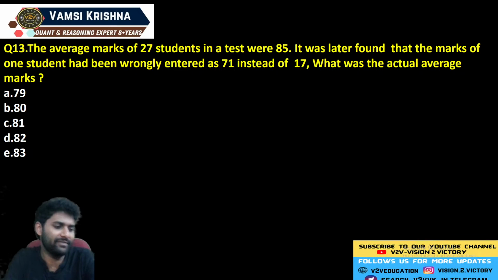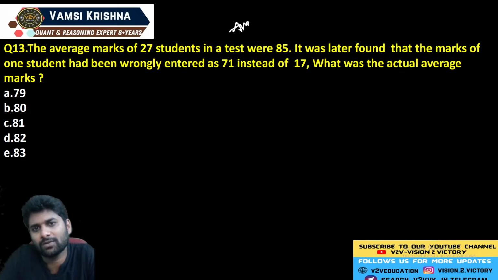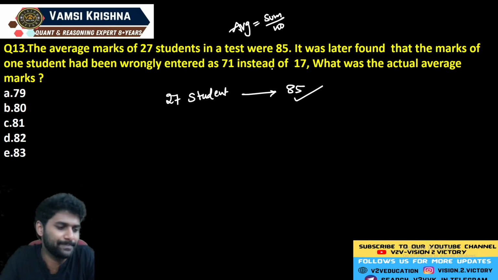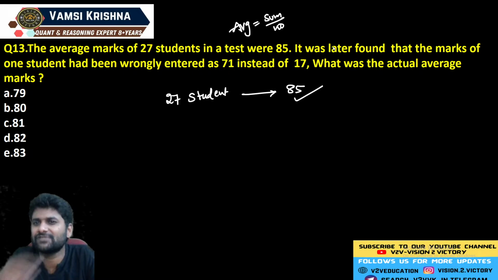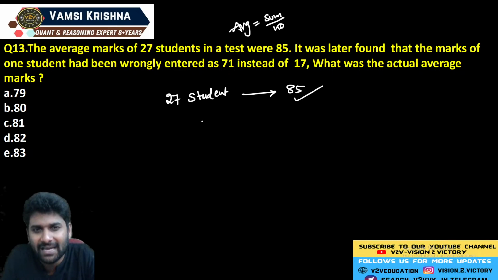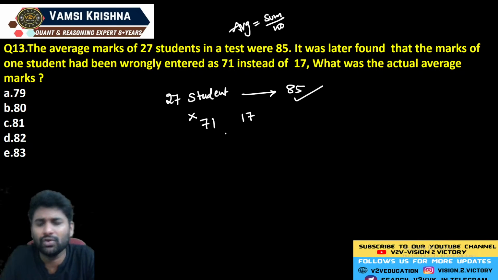Now see the question from average, and you already know that average is equal to sum divided by number of items. Now see, average marks of 27 students in a test was 85. Guys, this is the average. Next one, see, it was found that the marks of one student had been wrongly entered 71 instead of 17. Guys, they entered 71. It's a wrong score. But actually, you need to enter how much? 17.